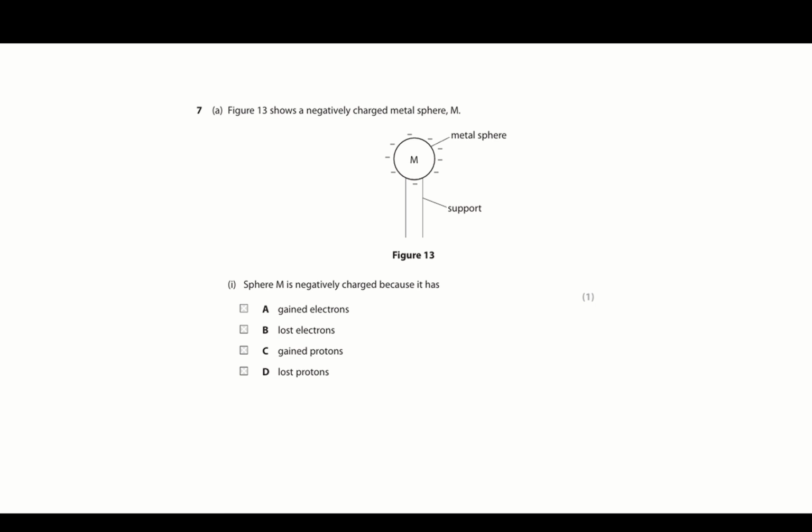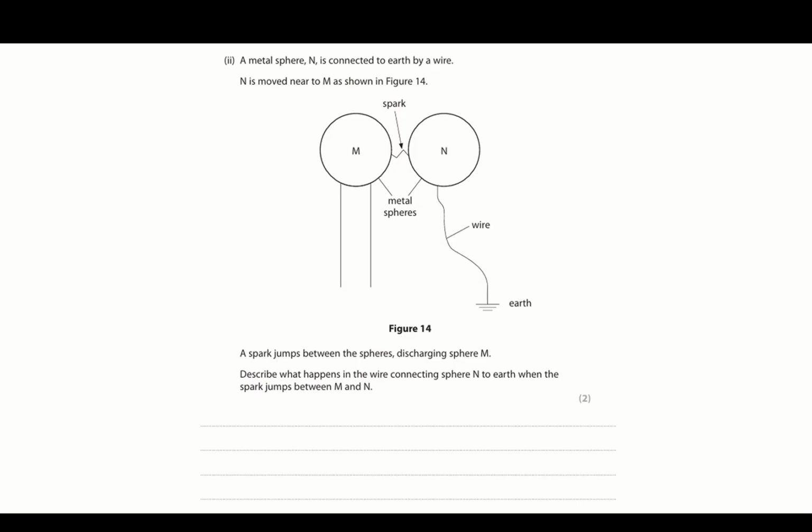Question 7, we've got a negatively charged sphere with lots and lots of minuses, and it says, why is it negatively charged? So we know that in solids, only the electrons can move, so therefore electrons have had to move to it. So it must have gained electrons. The next one, we've got a metal sphere with loads of minuses, and then we get a spark as they all rush across because these hate each other.